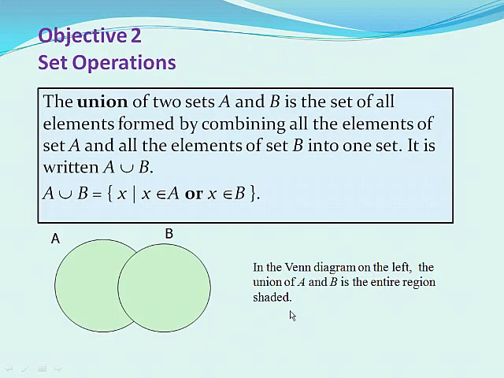Set operations. The union of two sets A and B is a set of all elements formed by combining all the elements of the set A and all the elements of the set B into one set. It is written as A union B. So A union B, using the set builder notation, is the set of all X such that X belongs to A or X belongs to B. So in the Venn diagram, the union of A and B is the entire region shaded.